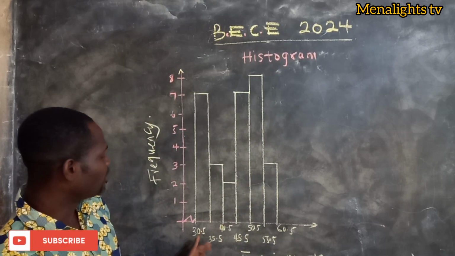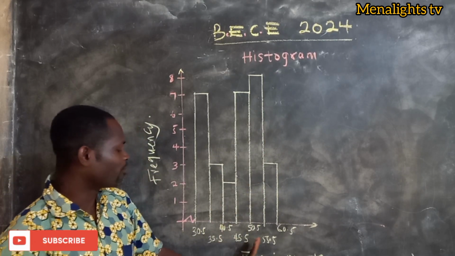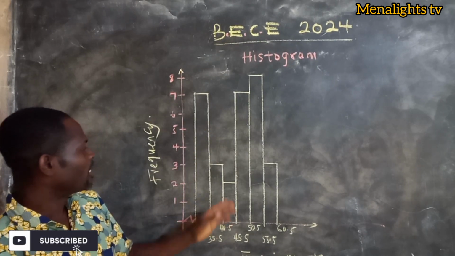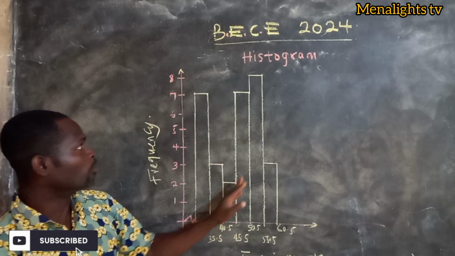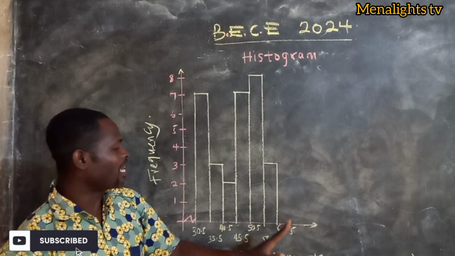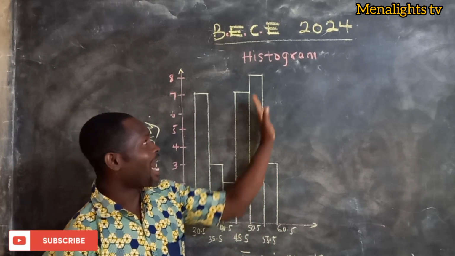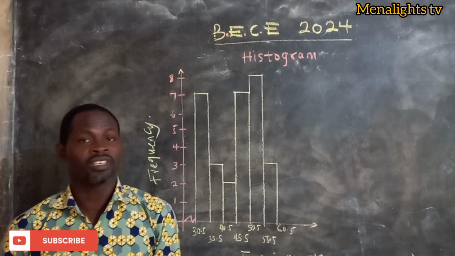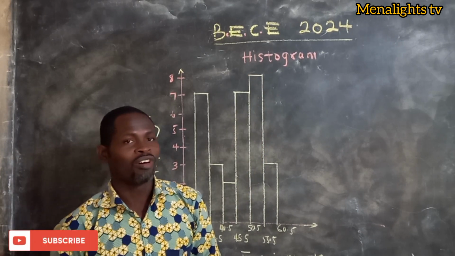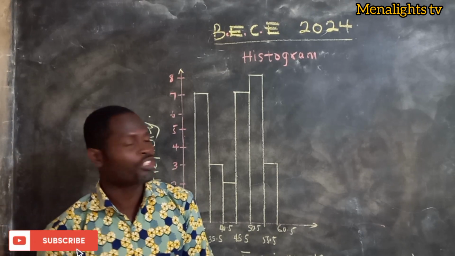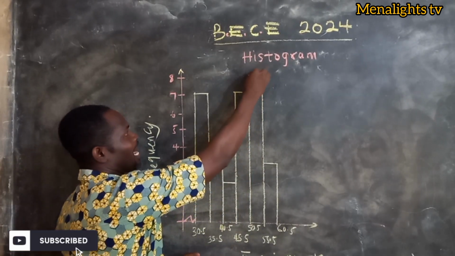When you look at this one, the first one with the class boundary of 30.5 is 7. They also have 3, 2, 7, 8, and 3 as well. Now when you look at this, the highest here is having the frequency of what? 8. So if the frequency is 8 and that is the highest, for us to estimate the mode, this is the highest that we have.